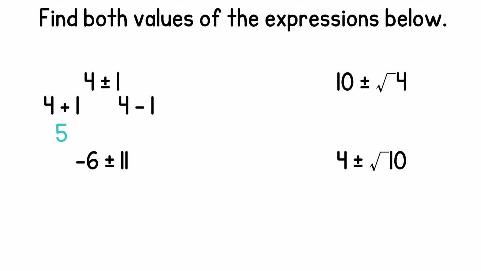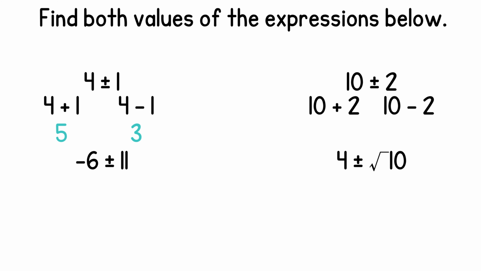So this will simplify to 5 and 3. Now let's look at 10 plus or minus the square root of 4. We can simplify the square root of 4 to 2. So now we have 10 plus 2 and 10 minus 2. So we'll get 12 and then 8.